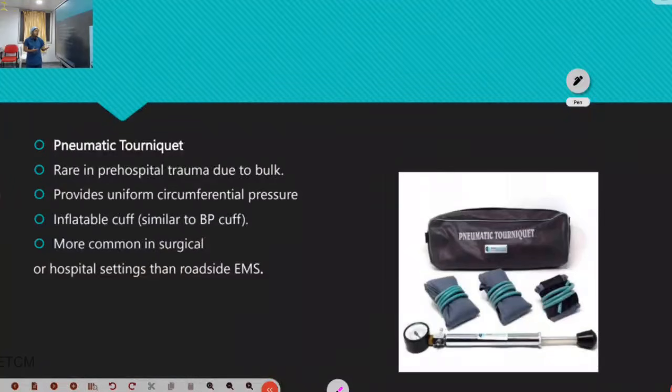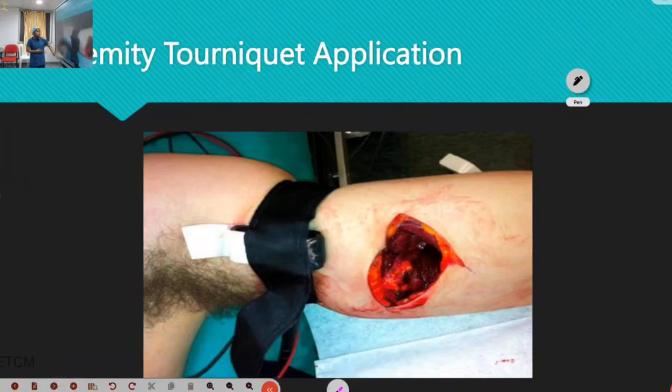It is most common in surgical or hospital settings rather than roadside EMS. As we can see in the image, it is just like the BP apparatus. So in the hospital, if we don't have the other methods, like the SOFTT-W or CAT, we can go for this pneumatic tourniquet application, where you inflate the cuff and maintain the pressure. With this we will be able to control the hemorrhage of the patient.